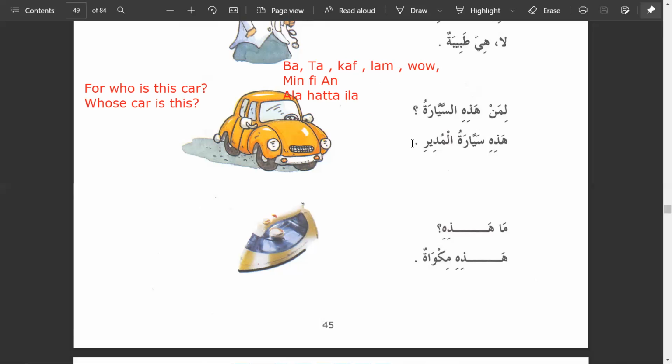Can you tell me the gender, masculine or feminine? Feminine. And what's the reason? Because hadhihi ism ishara is coming, because this word is feminine. But why is this word feminine? Because of the ta marbuta. So liman hadhihi sayyaratu, whose car is this?